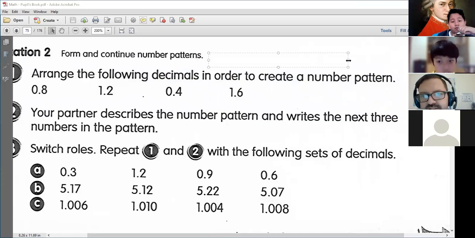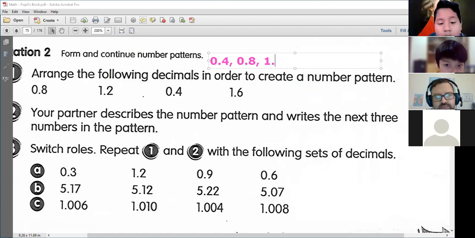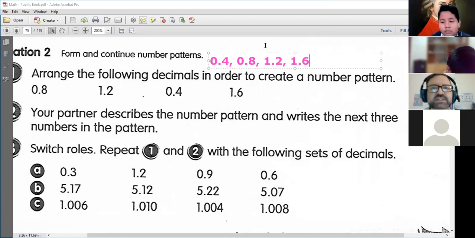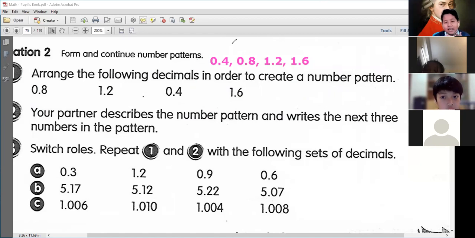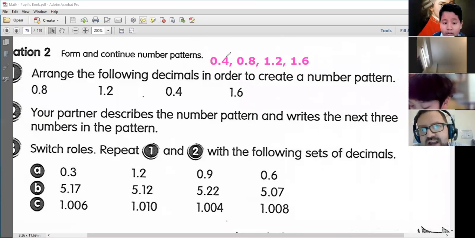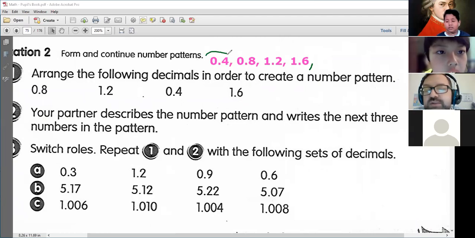Does this look like any of the multiplication tables we've learned? It's not fractions. Does it look like any of the multiplication tables? All right, so that being said, Vitu, what is our number pattern? We are adding how much? Yes, it should look like the 4 multiplication tables, but we're not adding 4. We're adding how much here? Adding 4? All right, yeah, we're adding 4/10, okay?